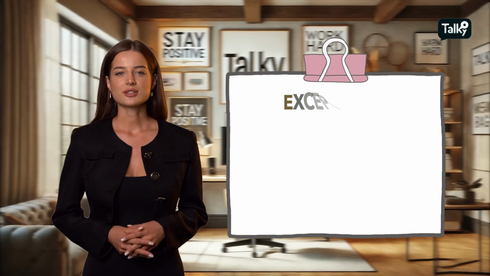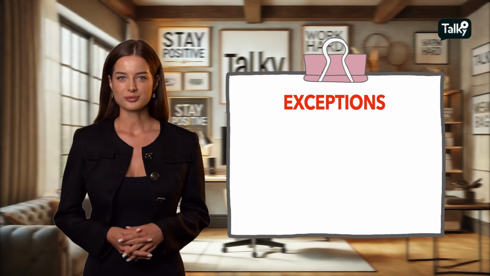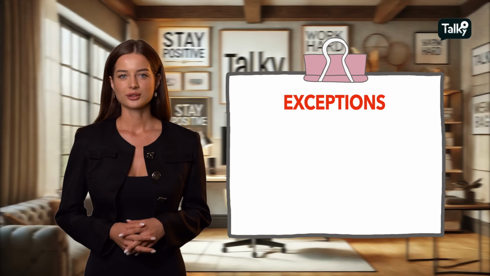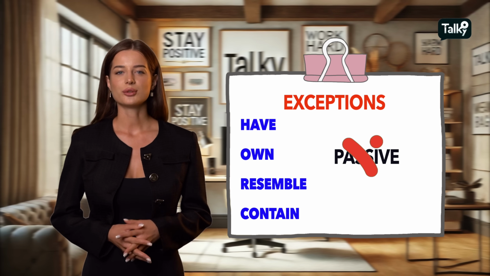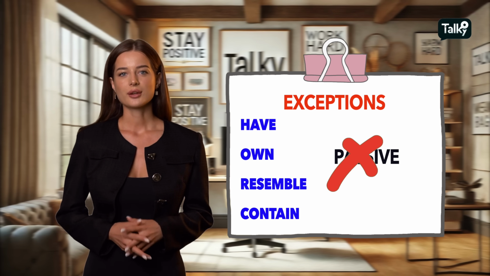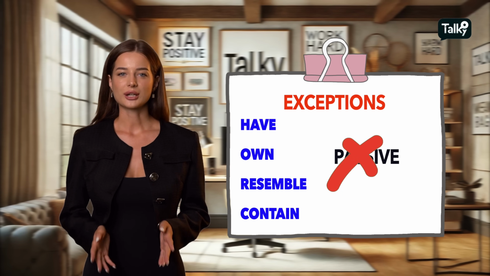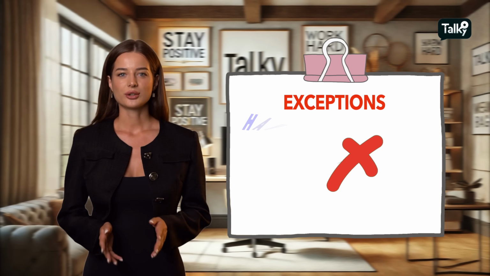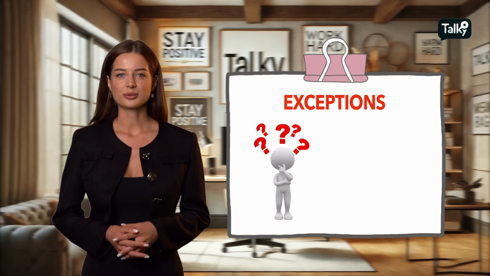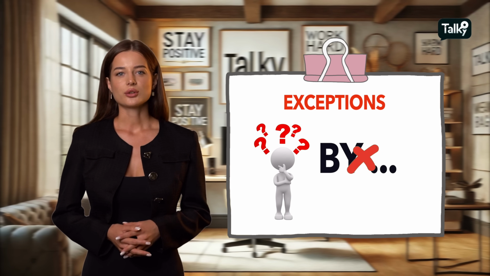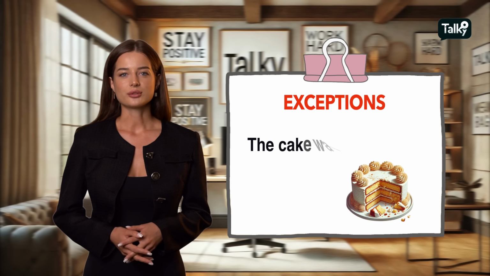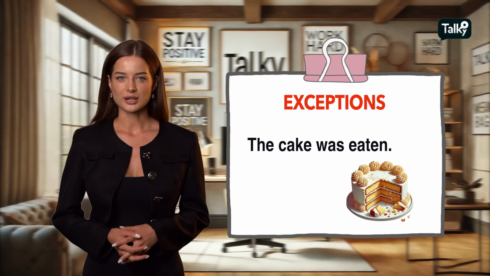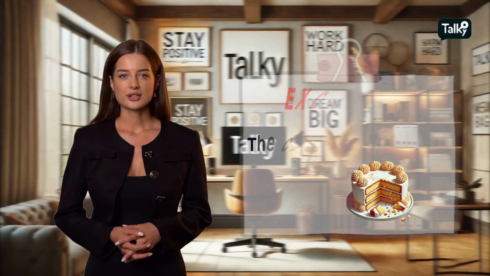Now that we've covered the basics, let's talk about some exceptions. First, not all verbs can be used in the passive voice. Verbs like have, own, resemble, and contain are usually not used in the passive because they don't describe actions that can be transferred. Also, when the doer of the action is unknown or irrelevant, we often omit the by phrase entirely. For example, "The cake was eaten," without mentioning who ate it.